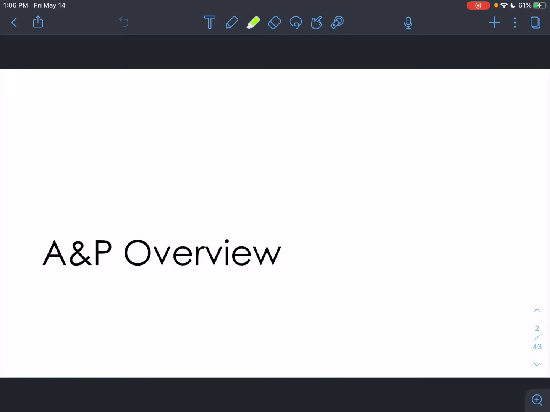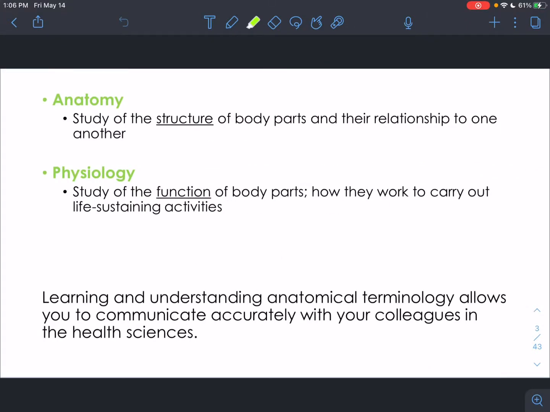So first we're going to go over what anatomy and physiology is, what it all includes, and a little bit of why it's important. Okay, so first of all, what is anatomy and what is physiology? Anatomy is the study of the structure of the body parts and their relationship to one another. So in anatomy, you're looking at the names of the different parts of your body, right? Whereas physiology, you're studying the function of the body parts, trying to look at how they work to carry out all of their different functions, which is important because all of their functions is what allows us to live, right?